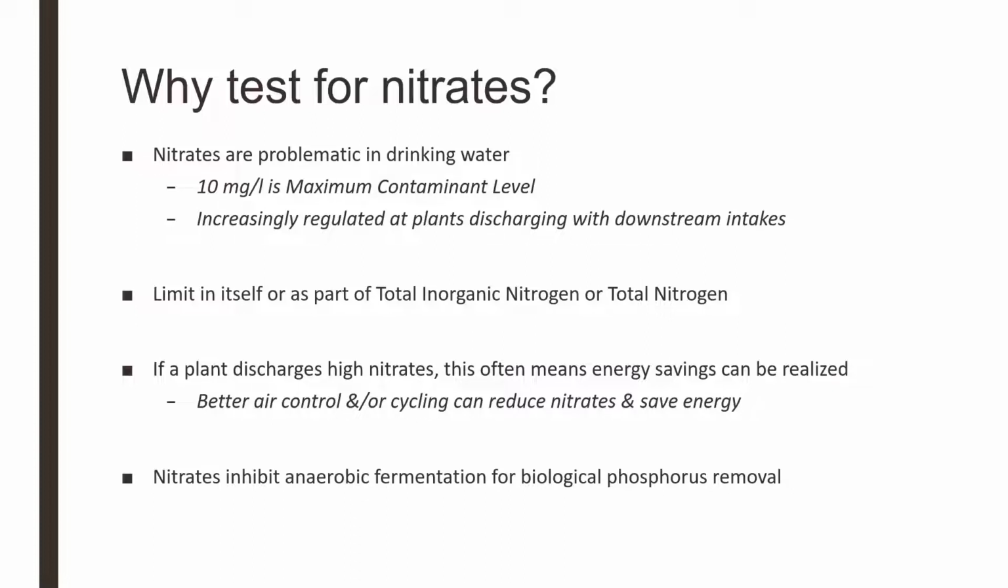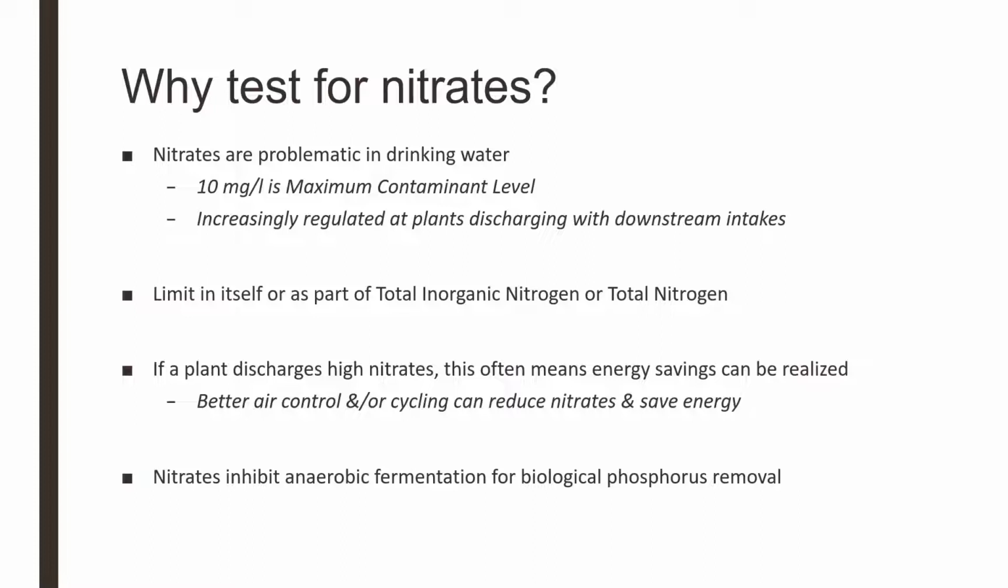Also, if your plant is designed to remove nitrates with an anoxic zone, testing for nitrates in that anoxic zone is a good indicator of whether or not that anoxic zone is functioning well. So you may have to modify operations, possibly add carbon at some place in your plant to have that anoxic zone work correctly.